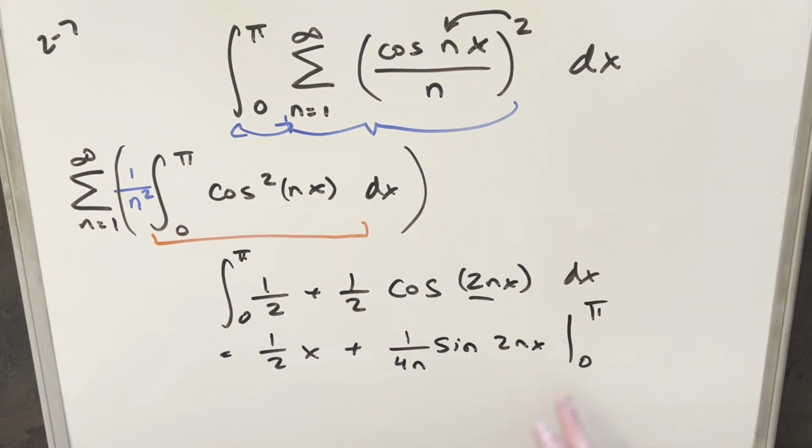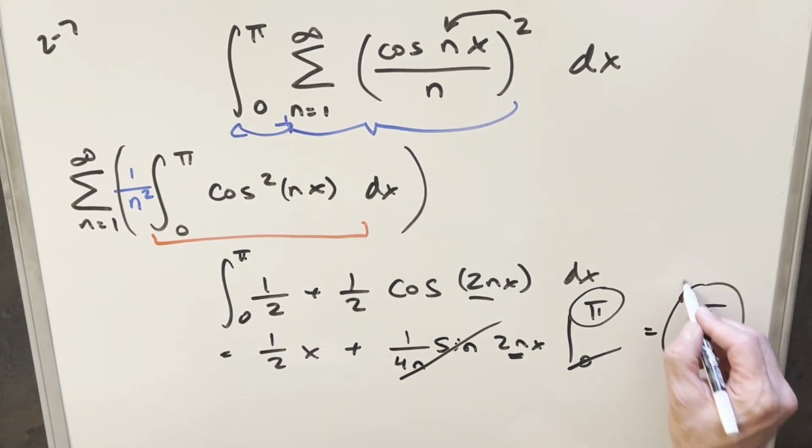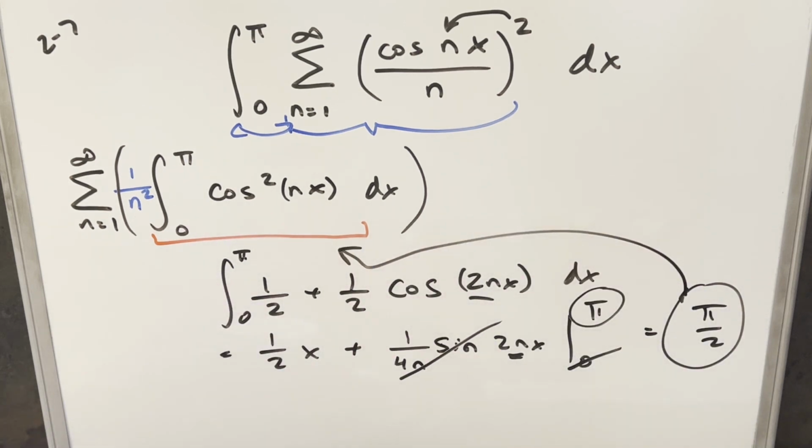Then we can just evaluate this. Notice when we evaluate at 0, sine at 0 is 0, so we don't need to worry about that bottom term. Then evaluating at pi, because n is going to be an integer value, sine of 2n times pi is always going to be 0. So this piece here is going to go away. So we just need to plug in pi right here, and we just get pi over 2 for that piece. But then we can take this and plug it back into our summation and finish it off.